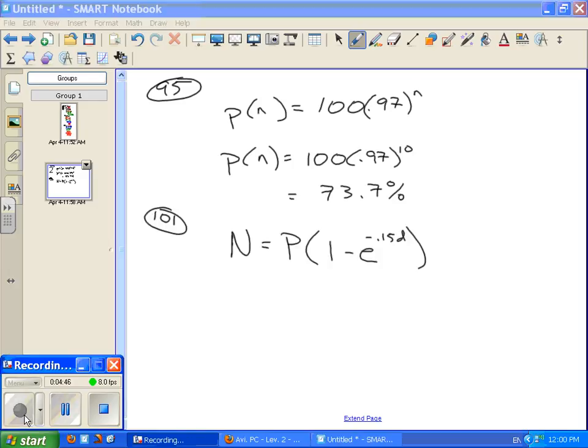They gave us this formula for rumor spreading, where N is the number of people in a community college that have heard the rumor, P is the total population in the community, and D is the number of days that have elapsed since the rumor began. In a community of 1,000 students, how many students will have heard the rumor after 3 days? So what goes in for P? 1,000.